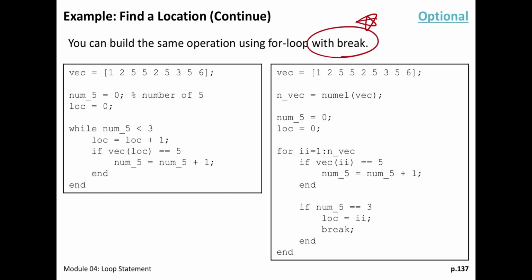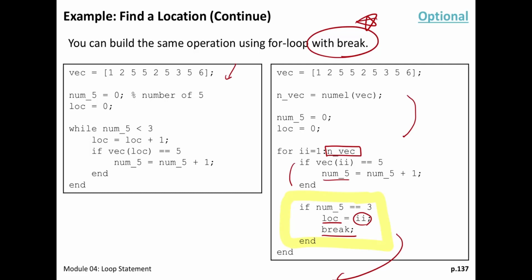Here's the example. This is the code from the previous slide. And then this one is the same, and then we set up the loop range of a for loop. And then equal to 5, increase the num5. This is the part to make it the same as this while loop. If num5 is equal to 3, assign the index location to the LOC, and then break, and then this loop is terminated.